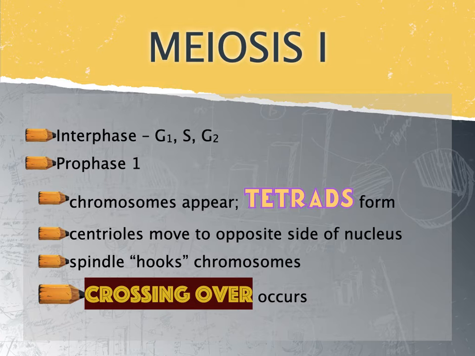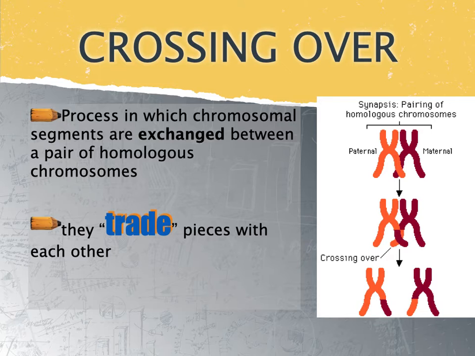And prophase 1 has a couple of special things that appear. One of them is that they form tetrads. Tetrads are 4 chromatids that are stuck together. And the way these are interesting is because when they form together, they can trade pieces of DNA with each other, and that's called crossing over. Centrioles move to opposite sides of the nucleus, the spindle hooks the chromosomes, and then the aforementioned crossing over occurs.